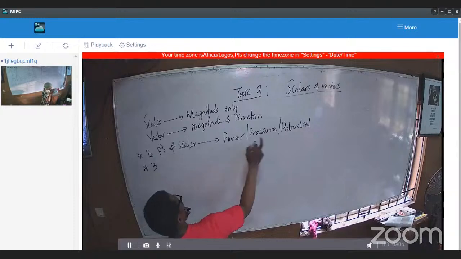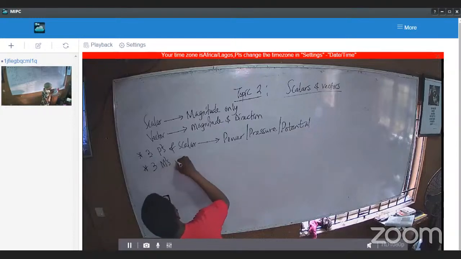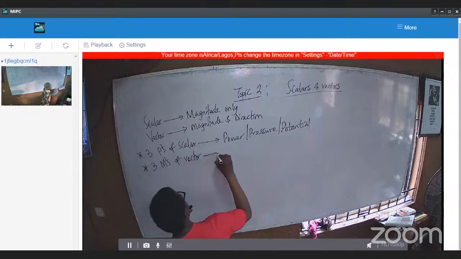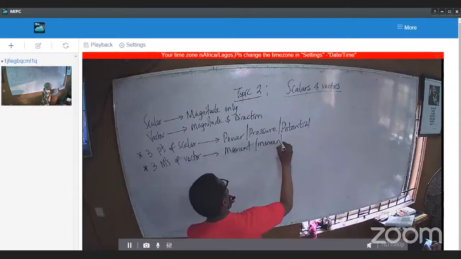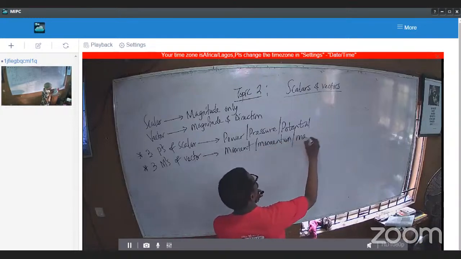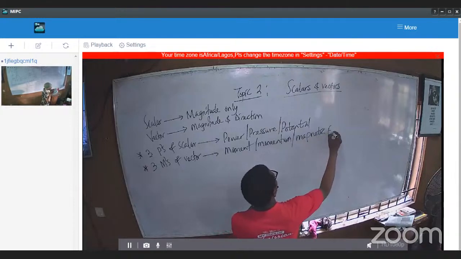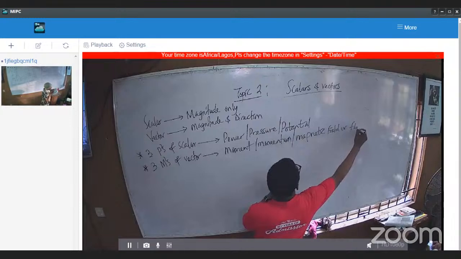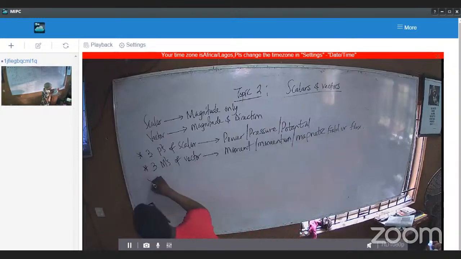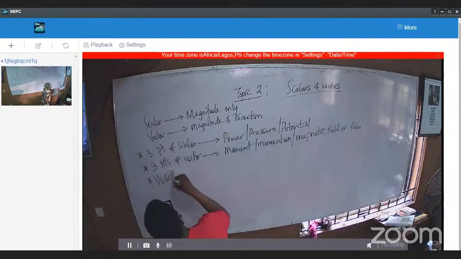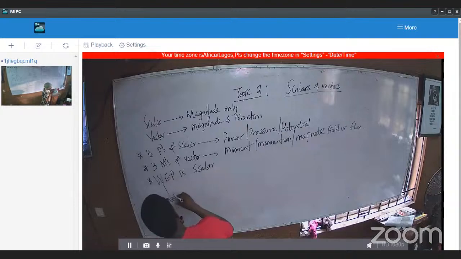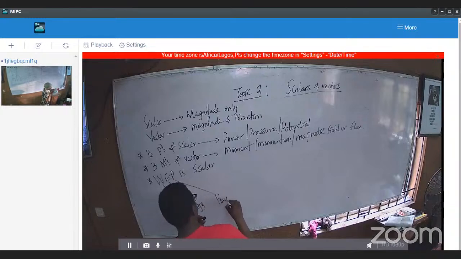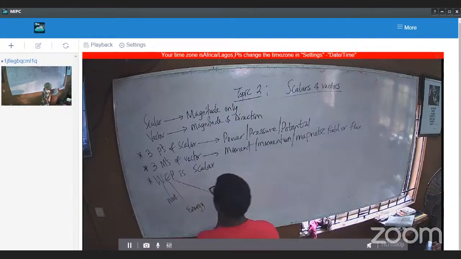3 P's of scalar: power, pressure, potential. 3 M's of vector, these are ways of remembering: moments, momentum, then we have magnetic field or flux. Then number 3, WEP is scalar. Mr. Dan, what is WEP? Work, energy, and power. Work, energy, and power are scalar.